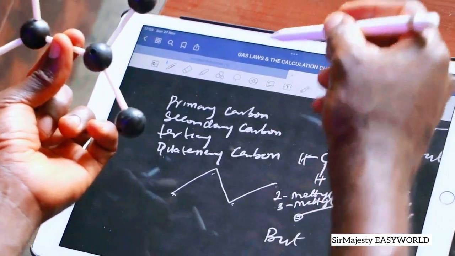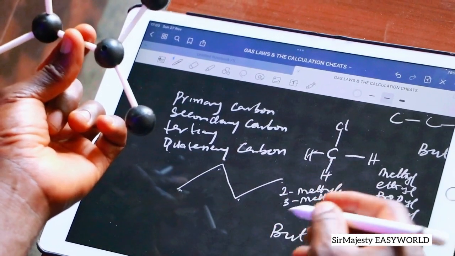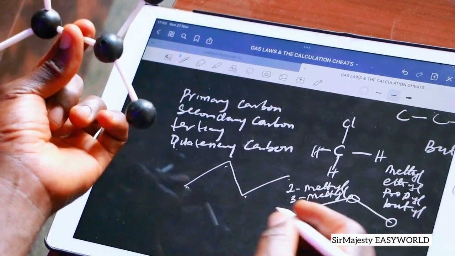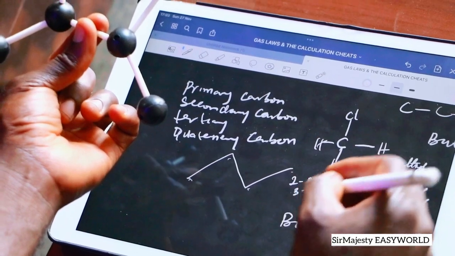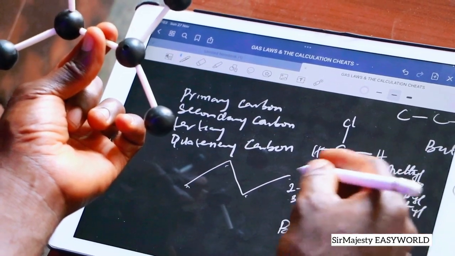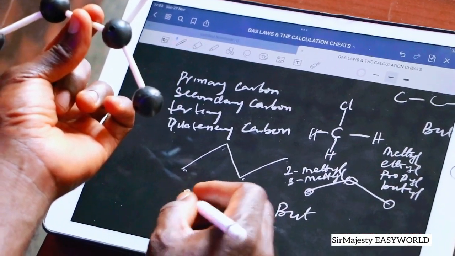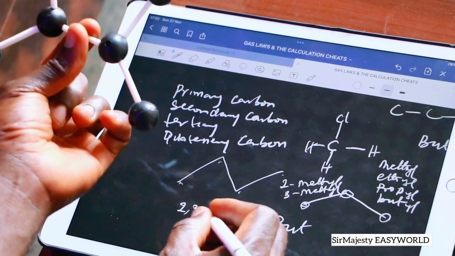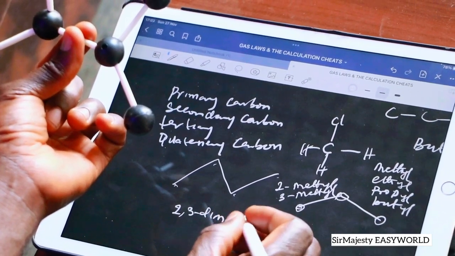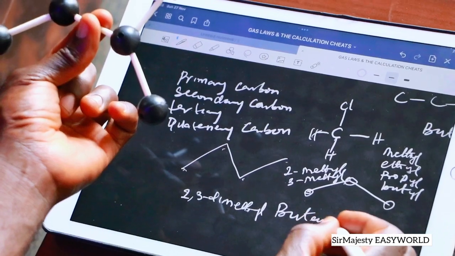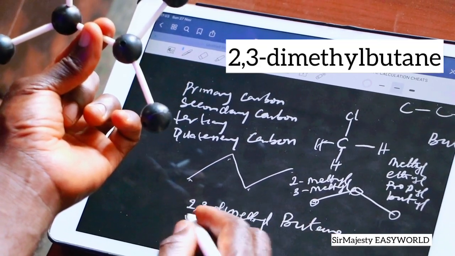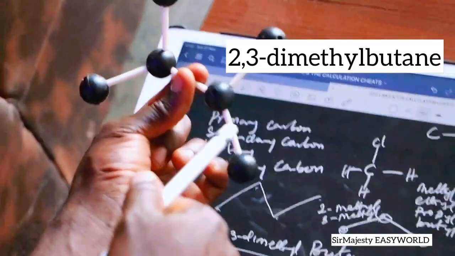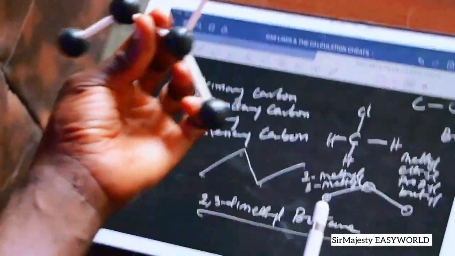Because they are all methyl, methyl, I will factorize and join them together by saying 2, 3 dimethyl, because they are all methyl. So this should now be 2, 3 dimethylbutane. I will put ANE, and that's the name of this structure. Why? Because there are single carbon to carbon bonds throughout.